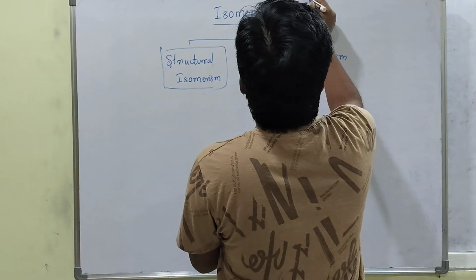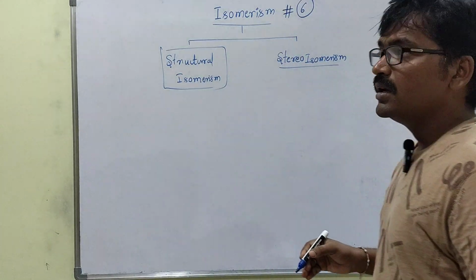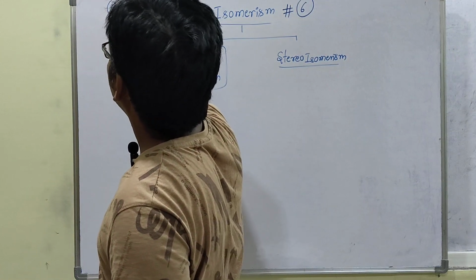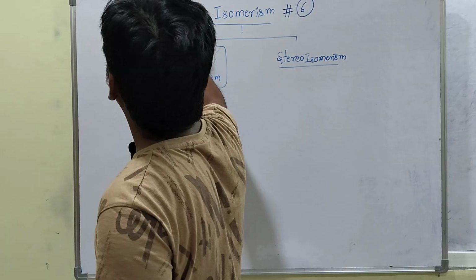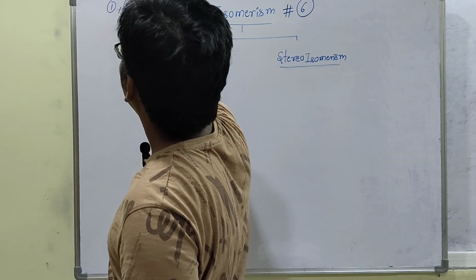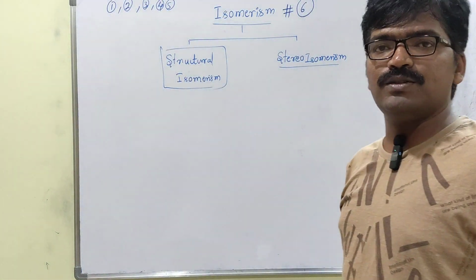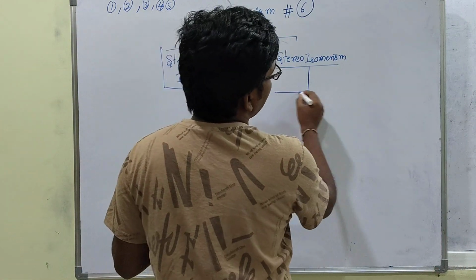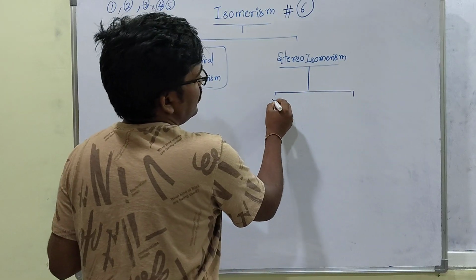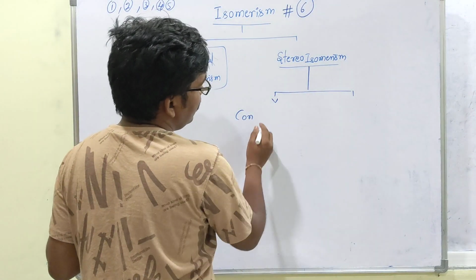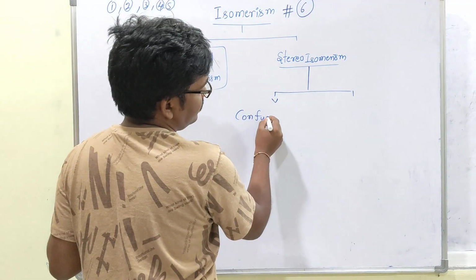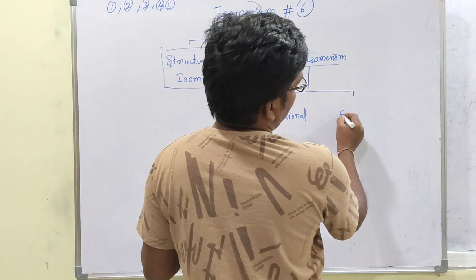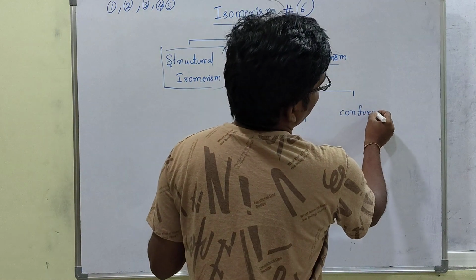In lecture number 6 of the isomerism topic, we are going to discuss stereoisomerism. In the previous lectures, 1, 2, 3, 4 and 5, we discussed structural isomerism. Stereoisomerism is again divided into two categories. One is configurational isomerism, and one more is conformational isomerism.